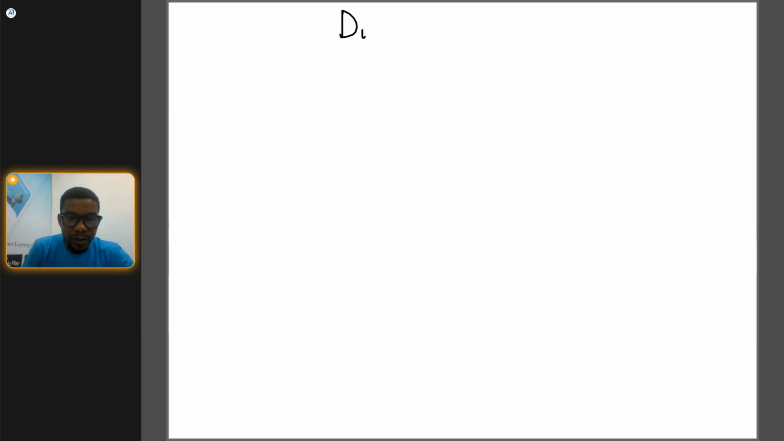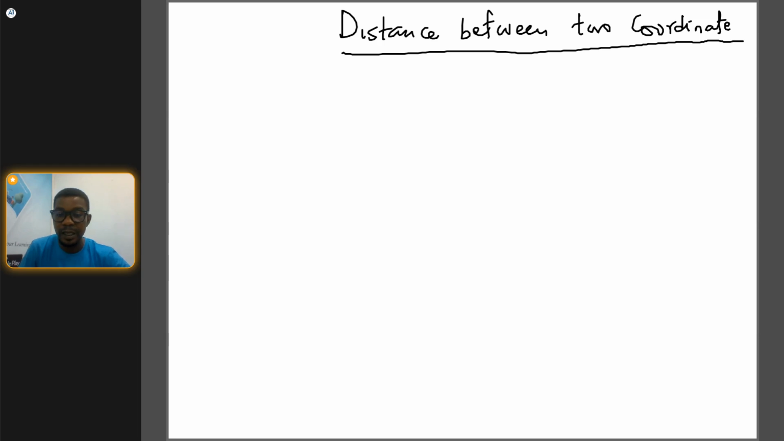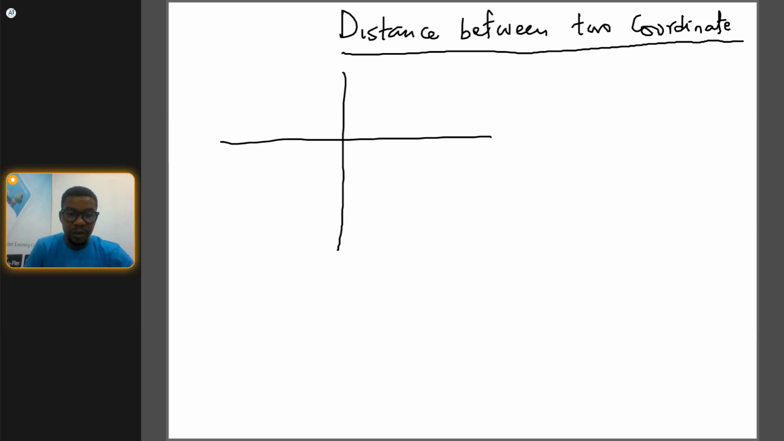The distance between two coordinates. This is an aspect that usually comes out in UTME exam, where you'll be given some coordinates and asked to find the distance between those coordinates. And coordinates can be represented on a graph. This is y-axis, this is x-axis.